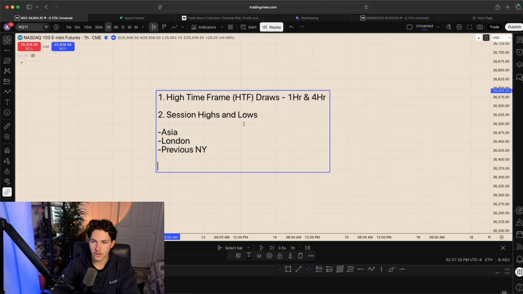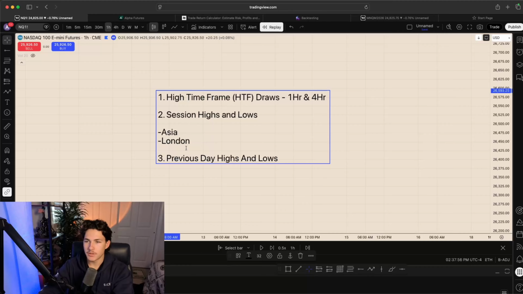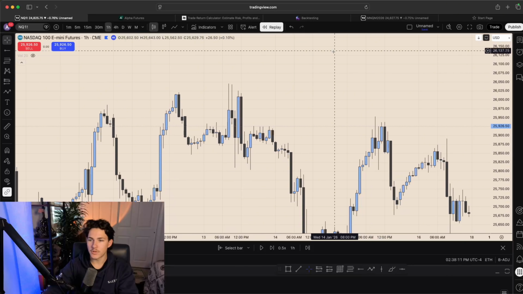And then the third thing is going to be previous day highs and lows, which is basically the New York session of the previous day. So this and that is the same thing. We're going to just get rid of this and keep it nice and simple. There are 3 things we're looking at. Hourly, 4 hour highs and lows, high time frame draws, as draws on liquidity, where price is probably going to go.